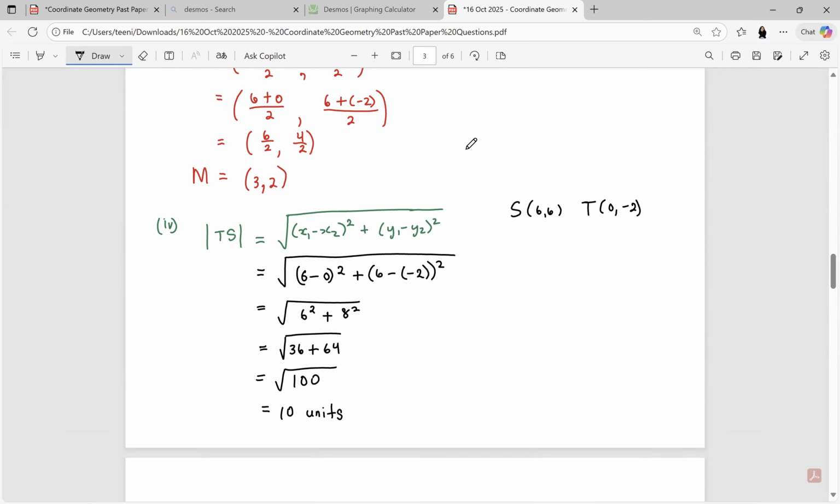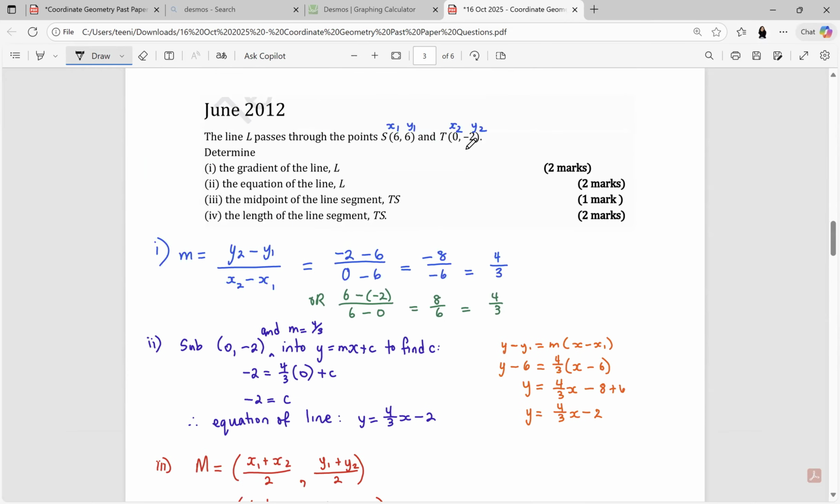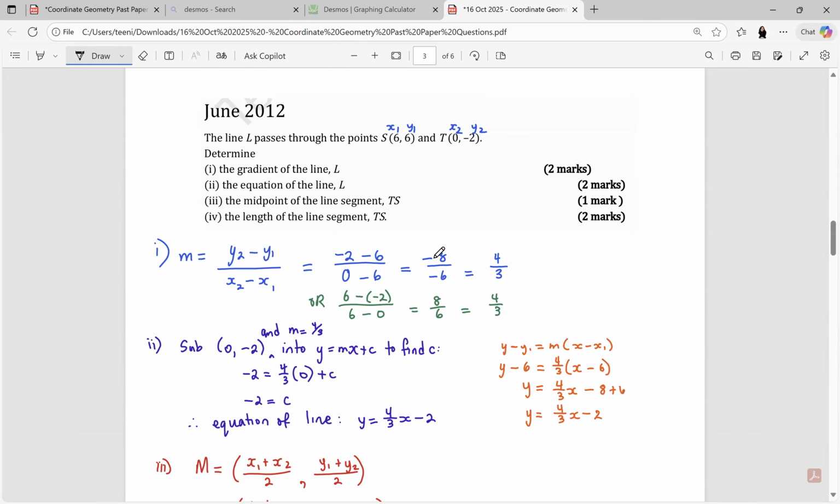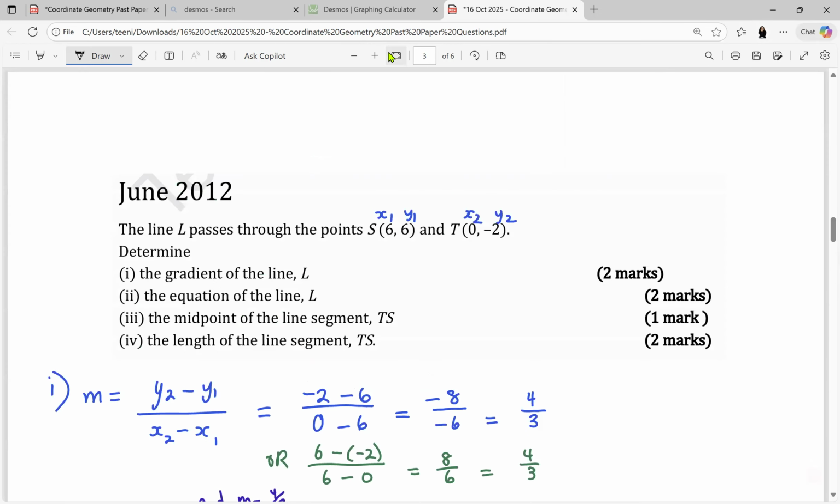All right. So this question, the full thing, is worth 7 marks. Right? 7 marks.